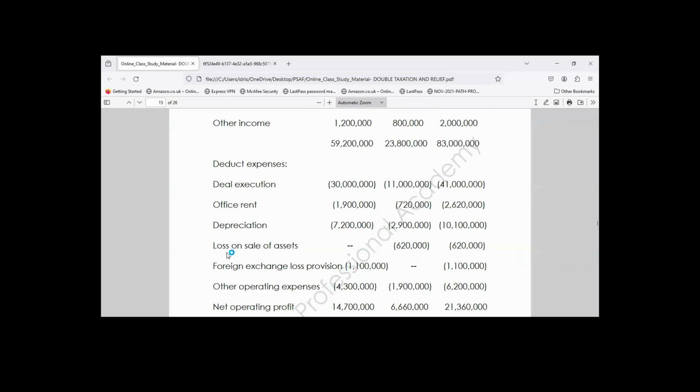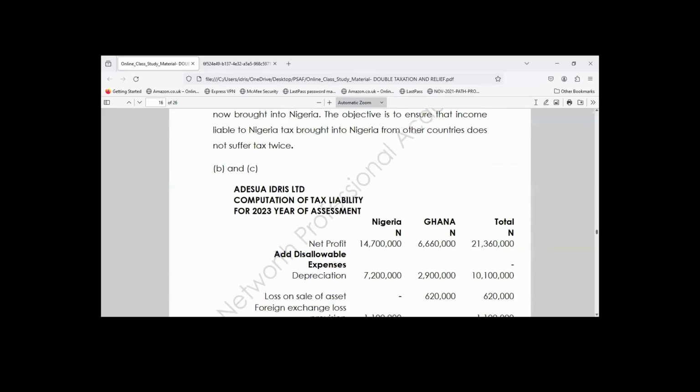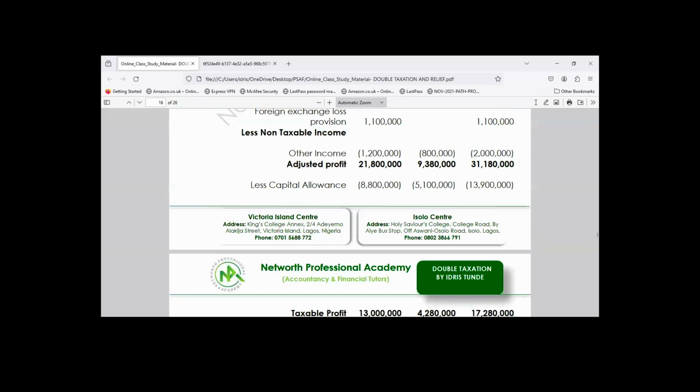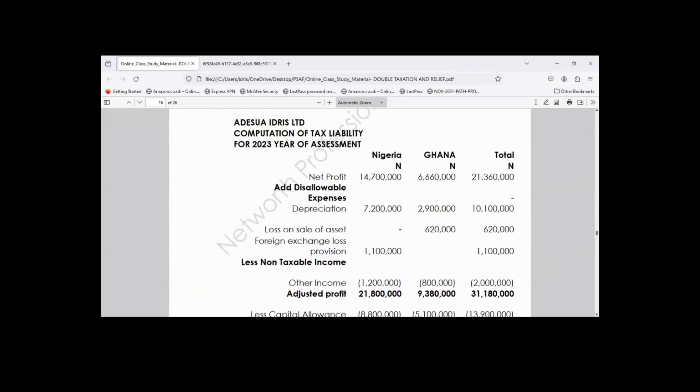Loss on sale of fixed assets too is a disallowable expense. Foreign exchange loss provision too is a disallowable expense. You add the three of them. You can see, I've written the three of them. Here you write computation of tax liability for 2023 year of assessment: Nigeria, Ghana, total. Depreciation, you had it. Loss on sale of fixed asset, you had it. Foreign exchange loss provision, you had it.